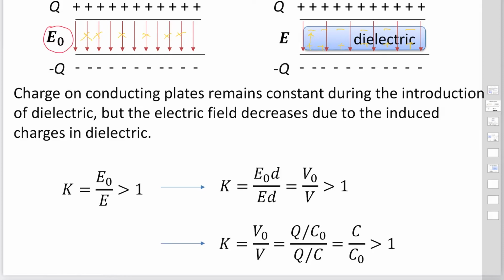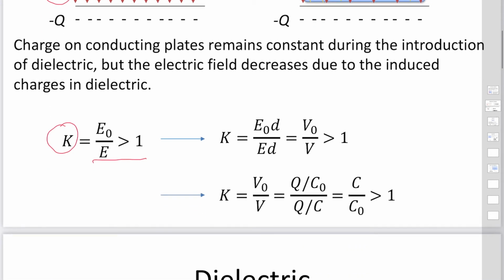The charges on the conducting plates remain constant during the introduction of the dielectric. So Q is constant. But the electric field decreases due to the induced charges in the dielectric. The ratio of E sub 0 over E has to be larger than 1. We call this the dielectric constant, K. If you multiply by the denominator, this is equal to V sub 0 over V. So the dielectric constant is equal to the ratio of the potential differences.